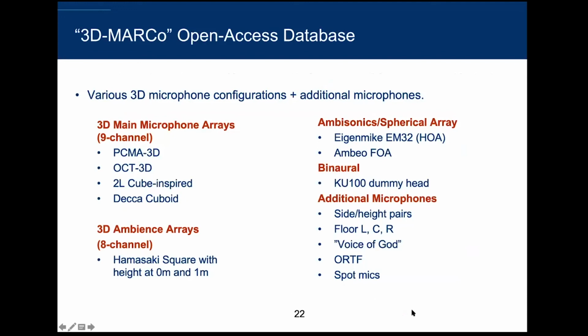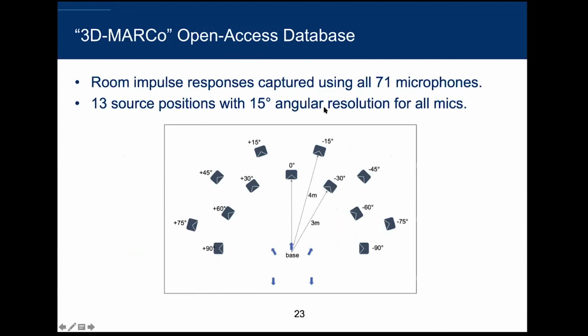all of them. Including Eigenmike, the higher-order Ambisonic Eigenmike, as well as KU100, and some supporting microphones for 22.2. So it's a massive database, and you also have impulse responses captured at these positions. So you can create your own virtual 3D recording. You just have to convolve dry signals with these impulse responses, and you have all the different microphone arrays.